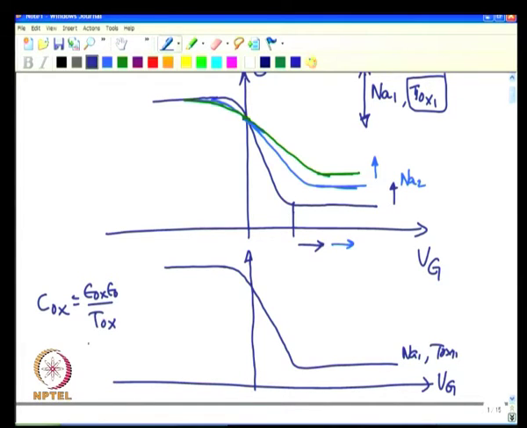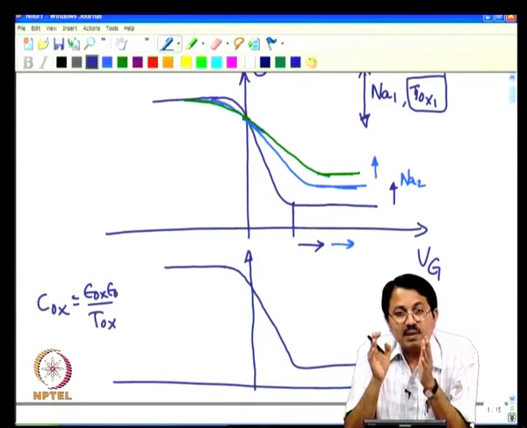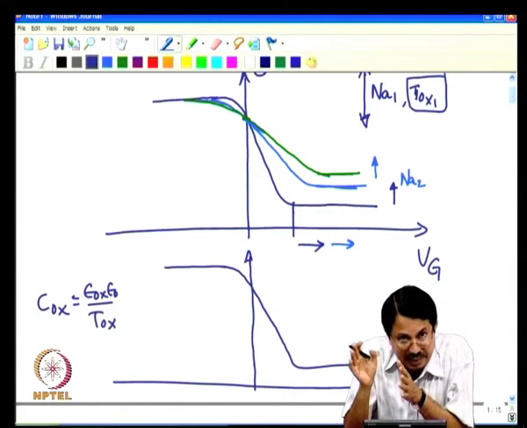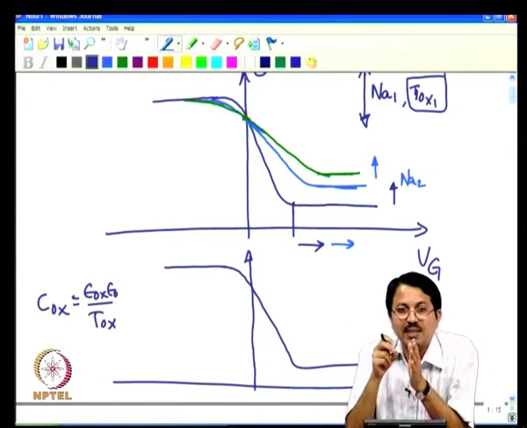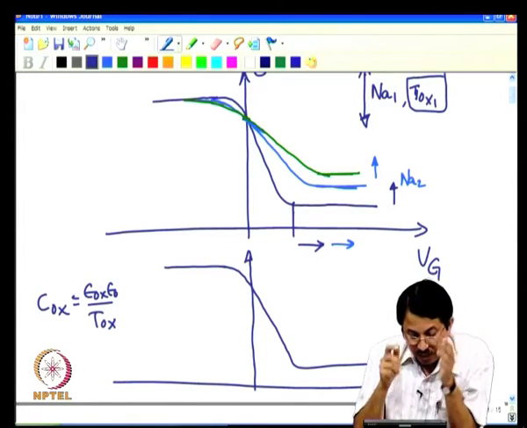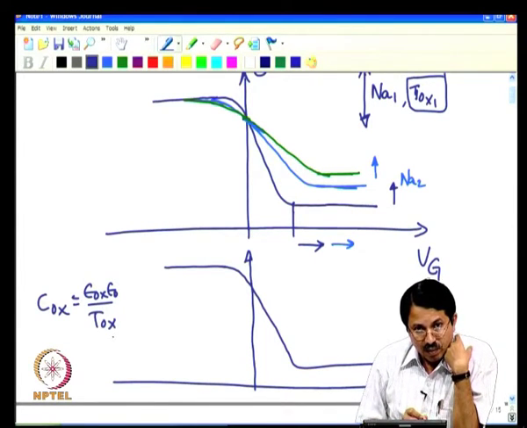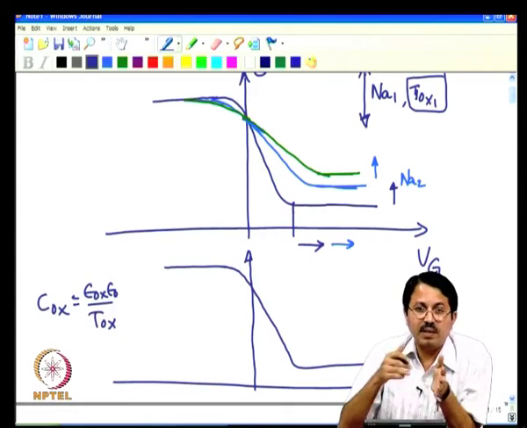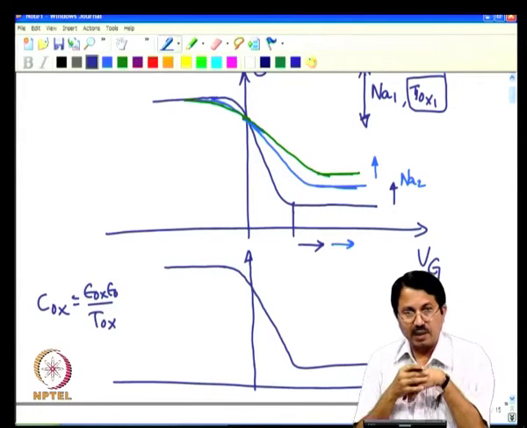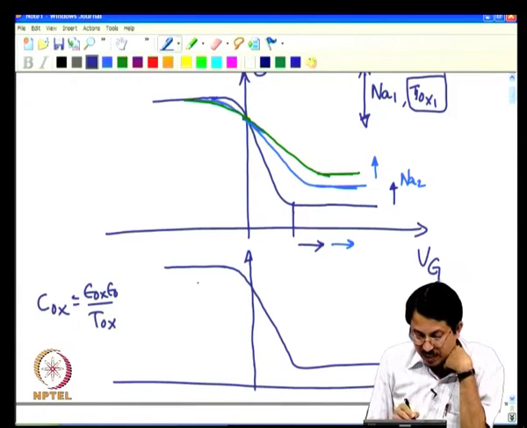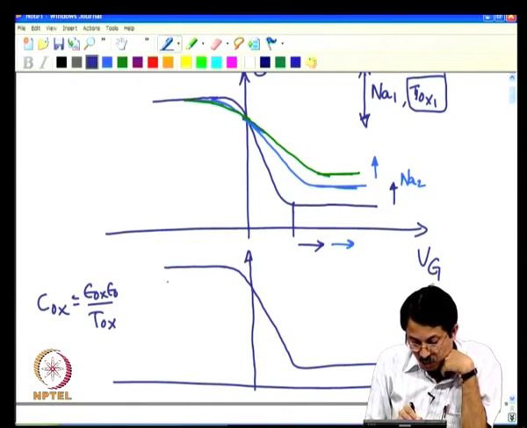Now, let us ask the question, what will happen to the minimum capacitance? Substrate doping does not change. As a result of that, the maximum depletion width in inversion does not change in silicon, and hence the silicon minimum capacitance does not change. But what we measure externally is silicon minimum capacitance in series with oxide capacitance. Because oxide capacitance is decreasing, although silicon minimum capacitance does not change, the equivalent series capacitance will decrease. Because Cox is also changing. So, what you would then expect is that if you start increasing the oxide thickness, this obviously will come down.